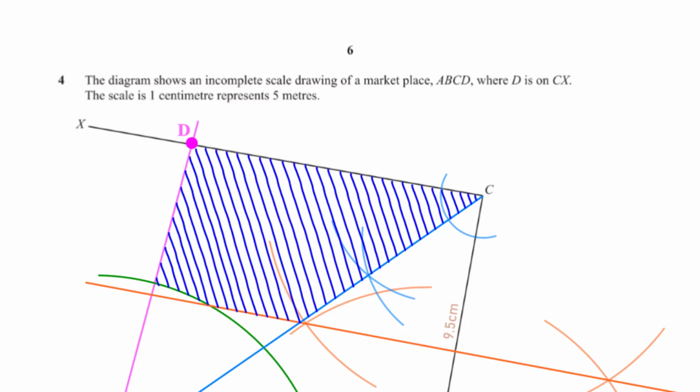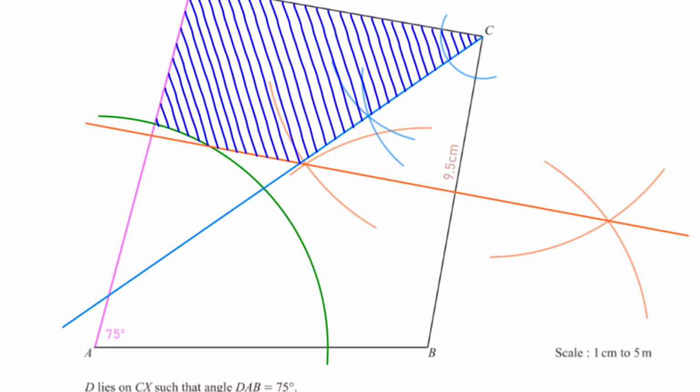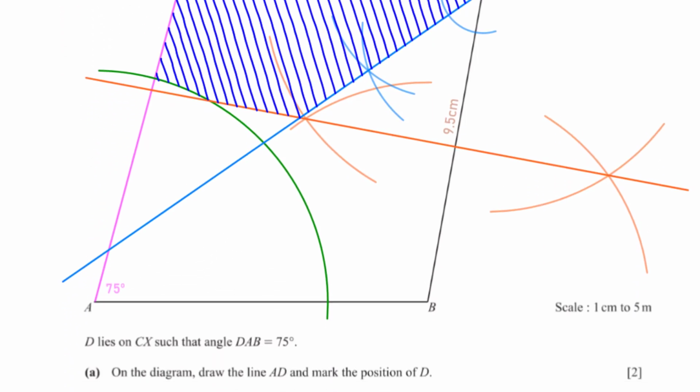The diagram shows an incomplete scale drawing of a marketplace ABCD, where D is on CX. The scale is 1 cm represents 5 meters. D lies on CX such that angle DAB equals 75 degrees. On the diagram, draw the line AD and mark the position of D.